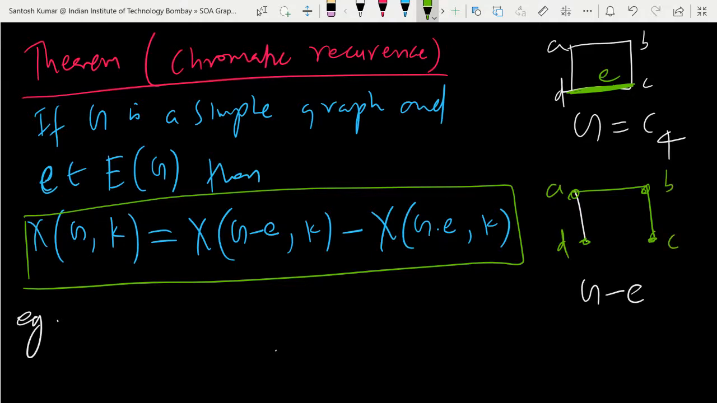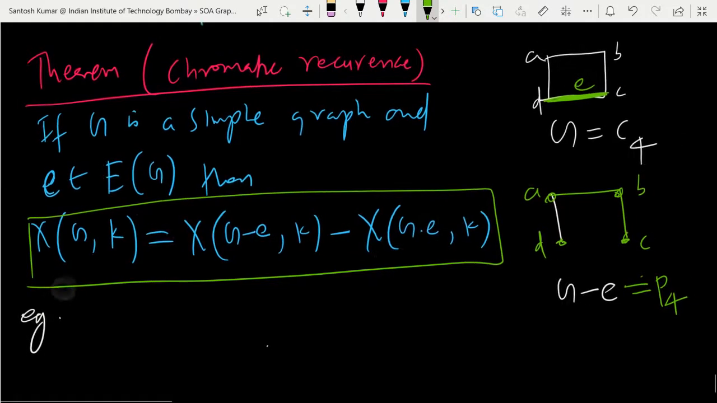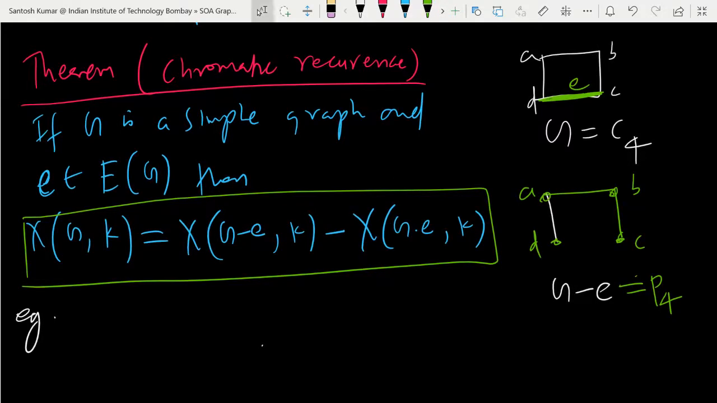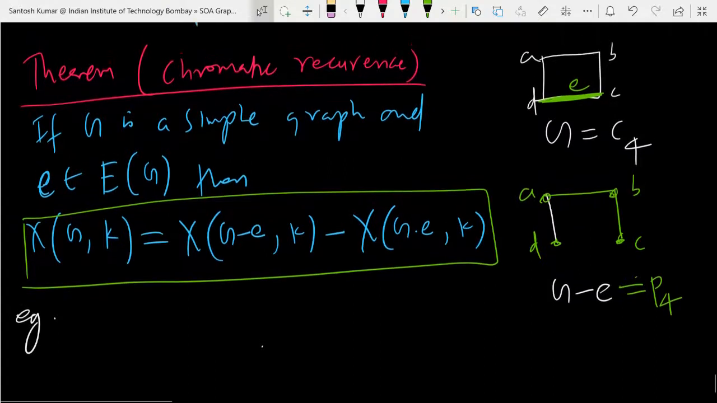Now what is the name of this G minus E? This is nothing but P4, or you can say it's a tree with 4 vertices. Every Pn is a tree, actually.